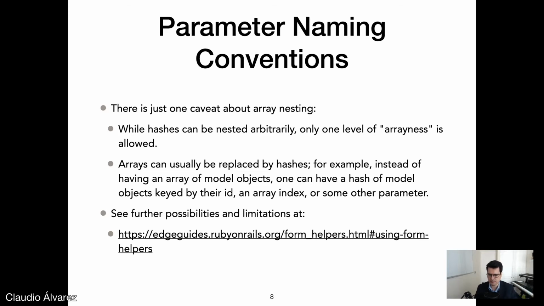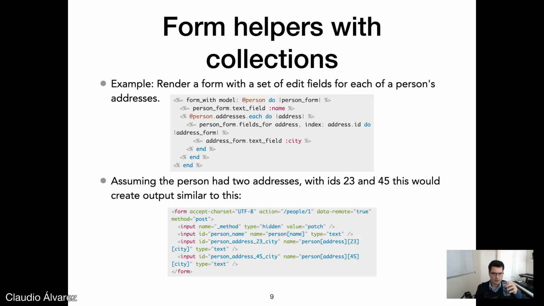There are a few examples there at the Edge Guides, edgeguides.rubyonrails.org, form helpers, using form helpers. You see a couple of examples of this situation. I can show you this example that renders a form with a set of edit fields for each of a person's addresses. So first we've got the form for the person model. You see there's a person variable, if you will, that's being created in the controller action.